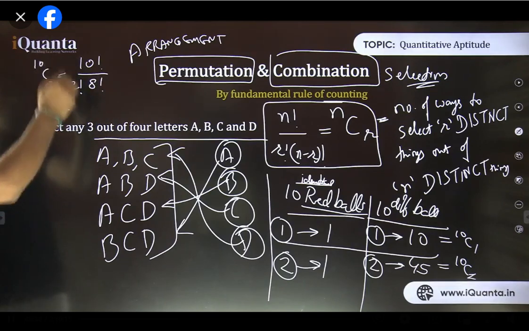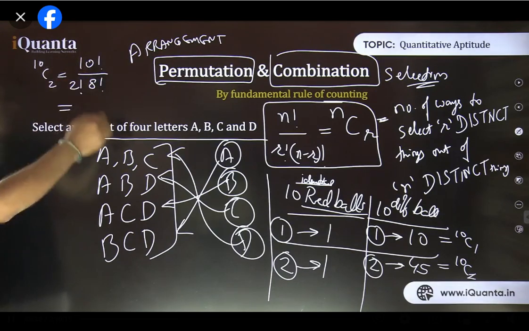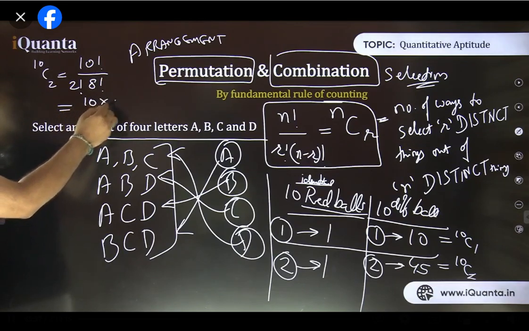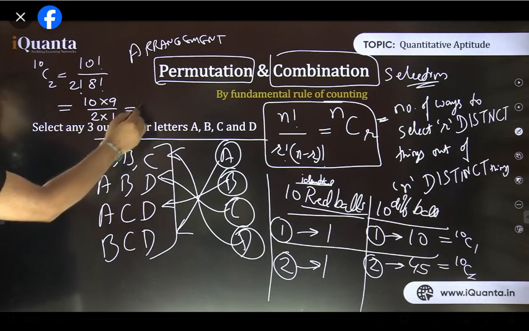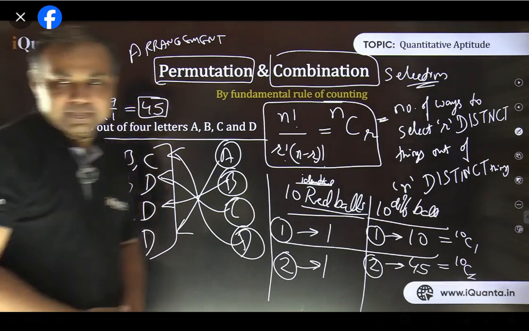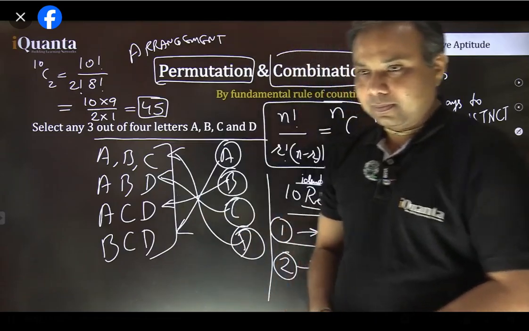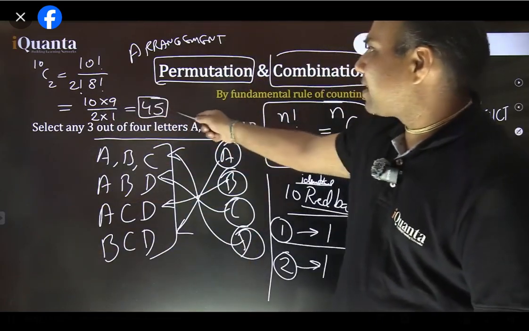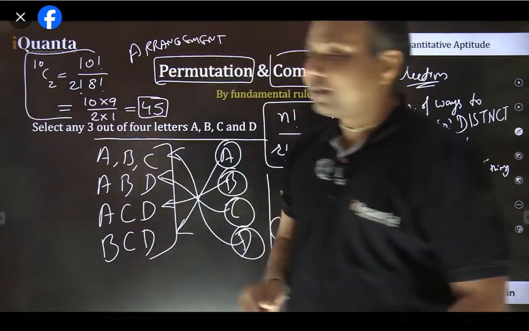Fine. So 10 factorial means 10, 9, 8, 7, and so on. So the 8 factorial part would be cancelled. I will be left with 10 into 9 upon 2 into 1, which gives you 45. Okay? Is it clear to everyone? Any doubts so far, please? Aditya, how is 10C2 equal to 45? I've just applied the formula, nothing else.